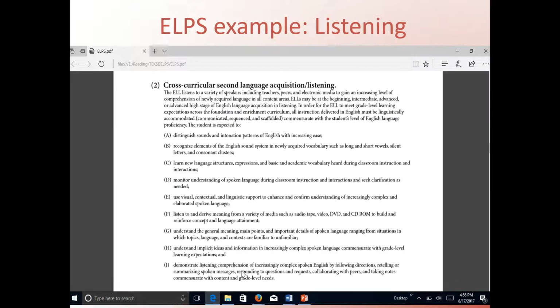Here's an example of an ELP. It looks similar to a TEK, but remember that the ELPs don't change throughout grade level or subject or content area. This is an example of the listening ELPs. Remember that learning strategies is first, so where you see a number 2 here, this is the second category of the ELPs. The first category is the learning strategies. So this is just an example of the listening ELPs.